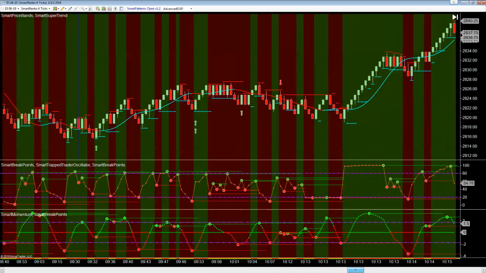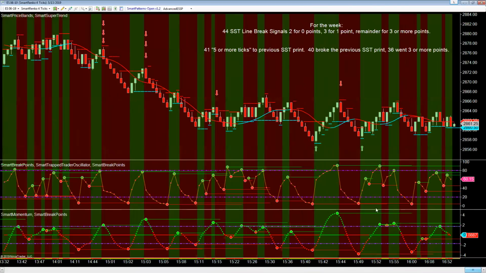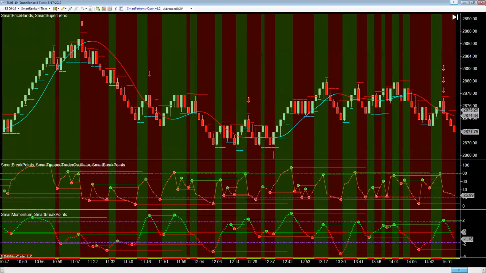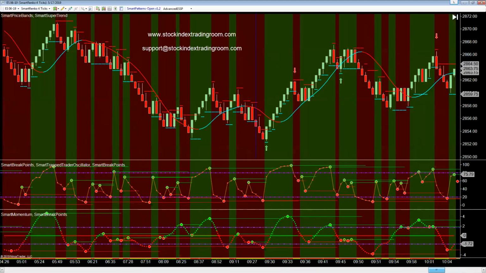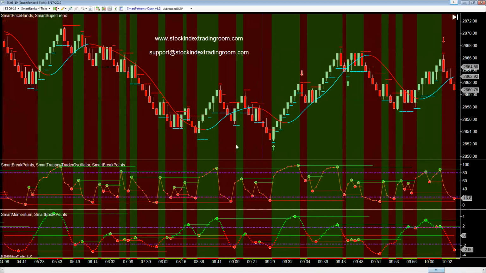So that's a pretty detailed look at the week for this SST line break, this SST 5 or more ticks room to grow trade indicator and system. I want to talk for a second about what is an entry and what good is it, and then give you a little bit of information about where we are, and let you enjoy your weekend.